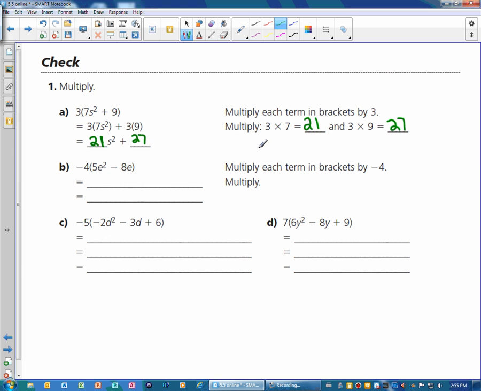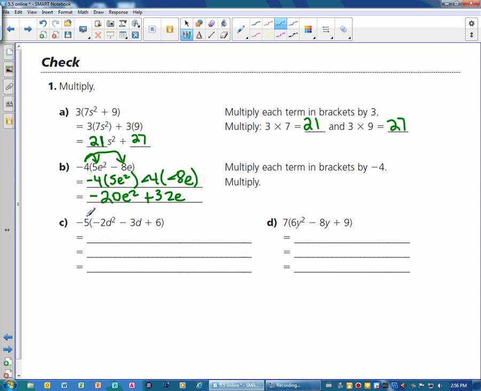Okay. B says make sure you multiply each term in the brackets by negative 4. So make sure that we distribute that negative 4 to each part of the bracket. So we're going to have negative 4 times 5e squared. And we're going to have negative 4 times negative 8e. That's the distributing part. And then you just do the multiplying. Negative 4 times 5e is negative 20e squared. And negative 4 times negative 8e is positive 32e.